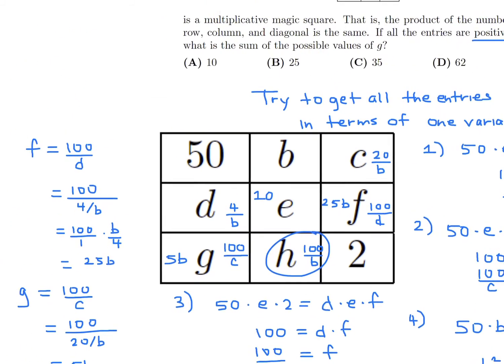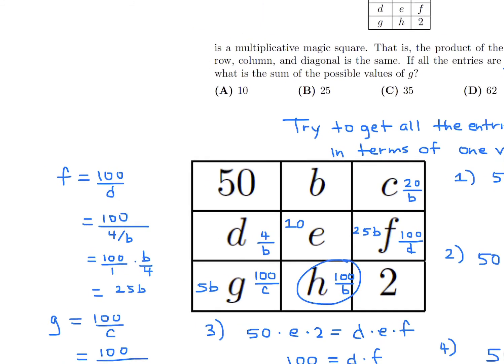So now we can finally figure out the possible values of g. So therefore, concentrate on this guy right here. Since d is equal to 4 over b, and d and b are both integers, the only way that you can get an integer for d is if b is either 1, 2, or 4, correct? Because 4 divided by b has to be an integer, and that's the only way. So these are the only possible values for b in terms of positive integers.